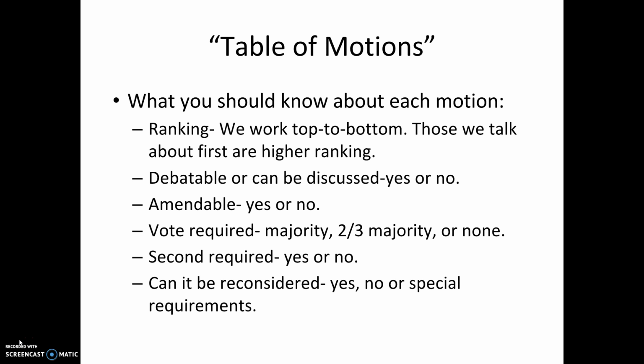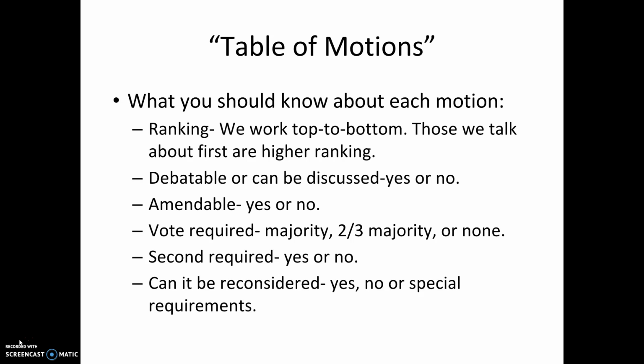The ranking of the motions. So we're going to work from top to bottom. Those that we talk about first are the highest ranking motions, and then the very last one that we talk about, which is actually the main motion, is going to be the lowest ranking motion. So this basically just means it puts them in order of precedence. If there's a motion on the table that is not a main motion, you have to handle that first before you can handle the main motion.